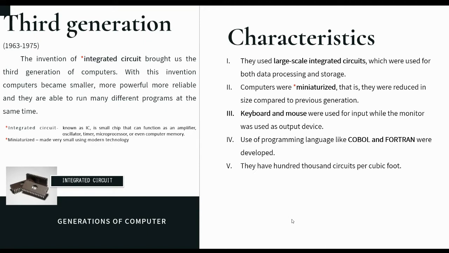The characteristics of the third generation computers are: number one, they used large-scale integrated circuits, which were used for both data and processing storage. Number two, computers were miniaturized. That is, they were reduced in size compared to the previous generation. 3. Keyboard and mouse were used for input, while the monitor was used as output device. 4. Programming languages like COBOL and Fortran were developed. Number 5. They have 100,000 circuits per cubic foot.